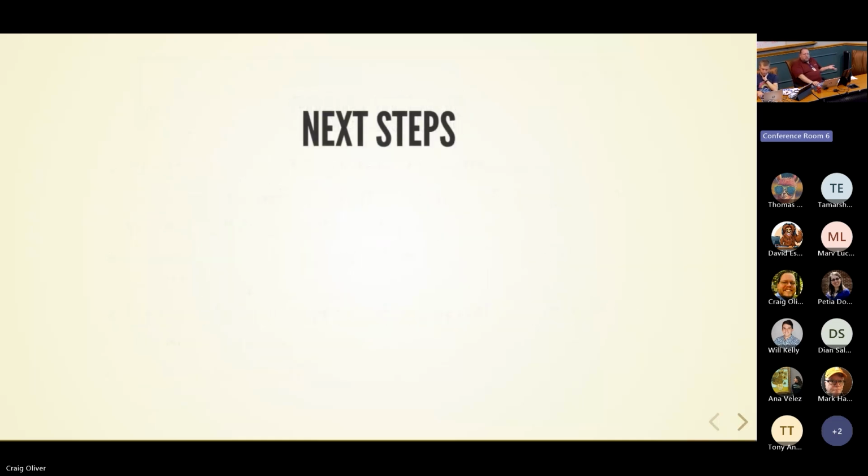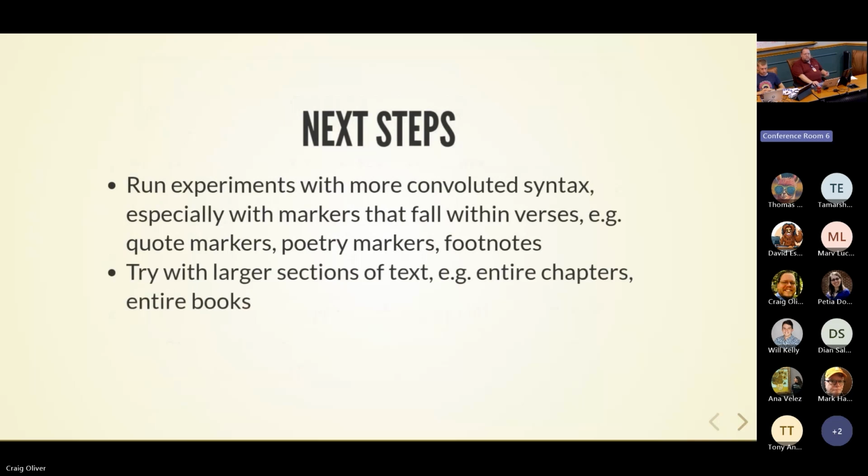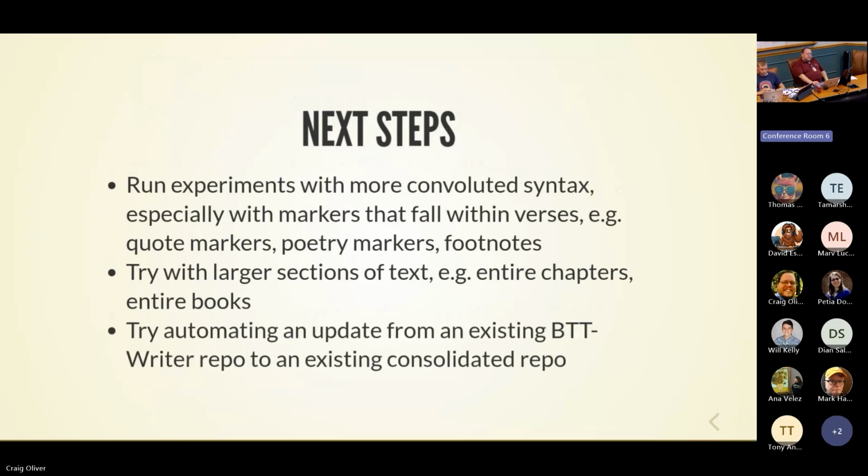So here's what I see maybe going forward if we decide to pursue this further. I'd like to run some experiments that have more convoluted syntax. I want poetry markers. I want quote markers. That's why I was asking you for some more sophisticated repos. I'd like to try with larger sections of text. I want to do an entire chapter. I want to try an entire book. Let's see if we can fill ChatGPT's context window. And then if those things seem like they are working, then let's try this with a real repo, a copy of a real consolidated repo, a real BTT writer repo. Can we shuttle those back and forth?